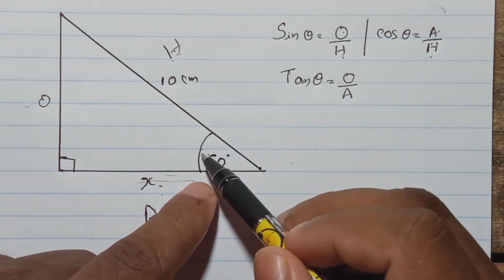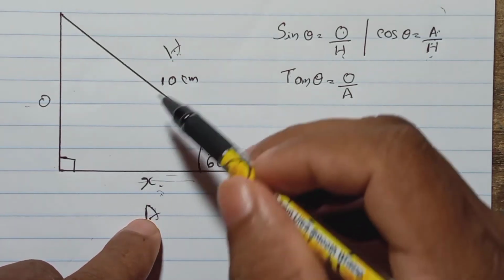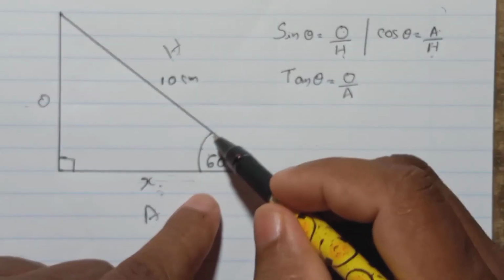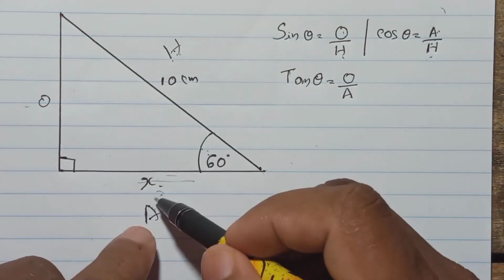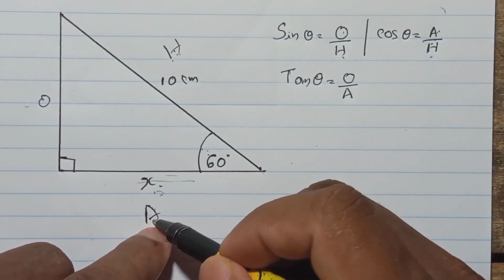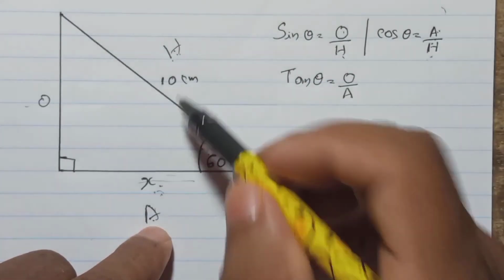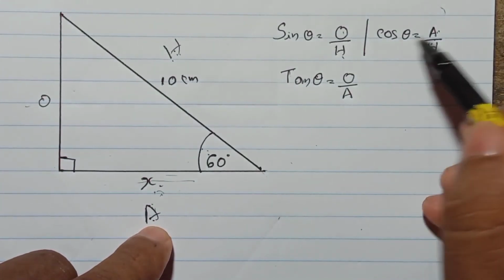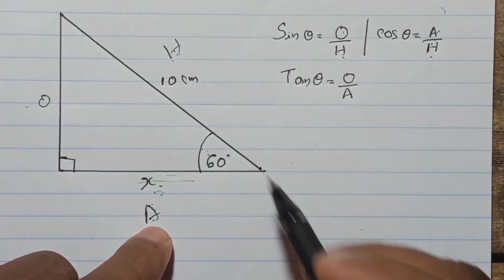Now according to this angle, maybe sometimes you need to find this side, and sometimes you need to find this angle. Think about which side you need to find, that is adjacent, and which side you have as data, that is hypotenuse. Adjacent and hypotenuse both belong to cos. That's why you need to use the cos ratio, the cos ratio of this 60 degrees. So we need to write it this way.